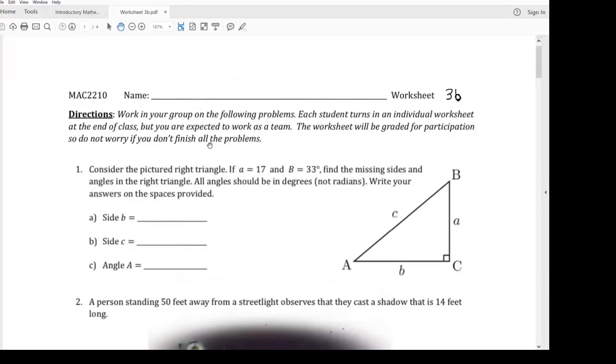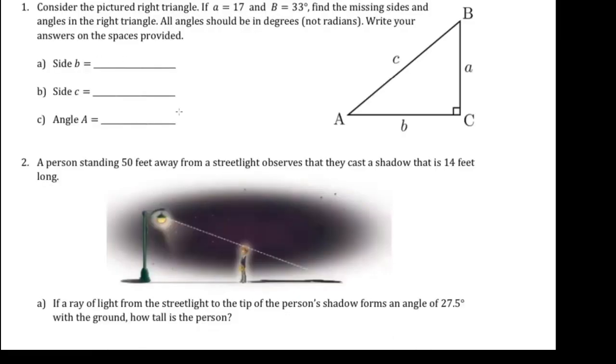Worksheet 3B. We're going to talk first about this picture to the right. I'm just going to start writing in what we know. So A equals 17. When they talk about B, they're talking about this angle. Capital letters usually mean angles, and small letters usually mean side lengths. And it says find the missing sides and angles in the right triangle.